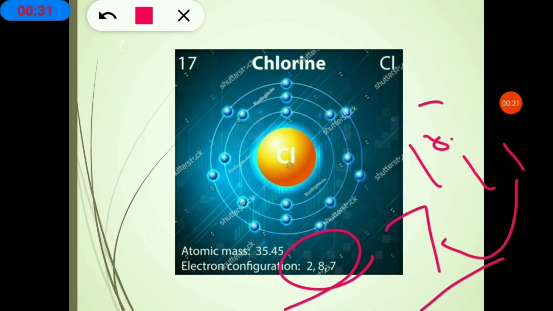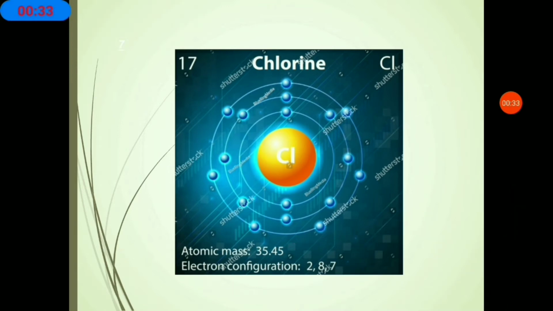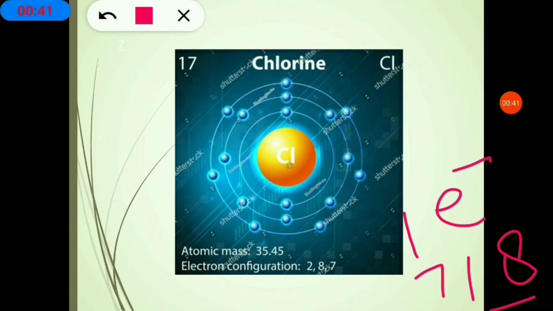That is why, according to the octet rule, the chlorine will try to get only 1 electron. 7 is already there, and 1 plus 7 will be 8. So according to the octet rule, there will be a minimum of 8 electrons in the outermost shell. So the chlorine atom will get stability. It will also become a stable atom.